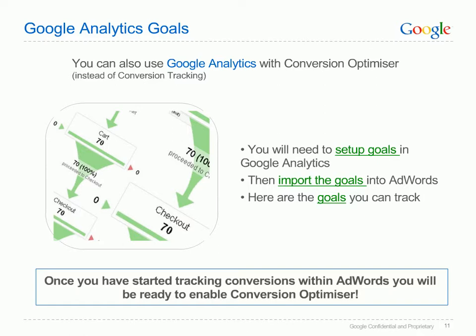For more information on how to do so, please do a search for Importing Analytics Goals in the AdWords Help Center. Once you've set up either conversion tracking or Google Analytics goals within your AdWords account, you'll then be ready to enable Conversion Optimiser on your eligible campaigns. Let's see how you turn Conversion Optimiser on.